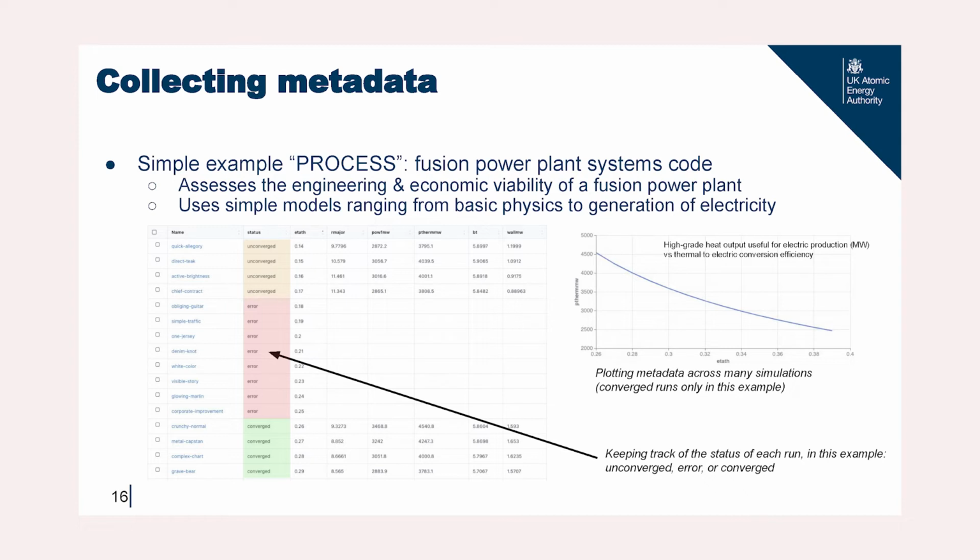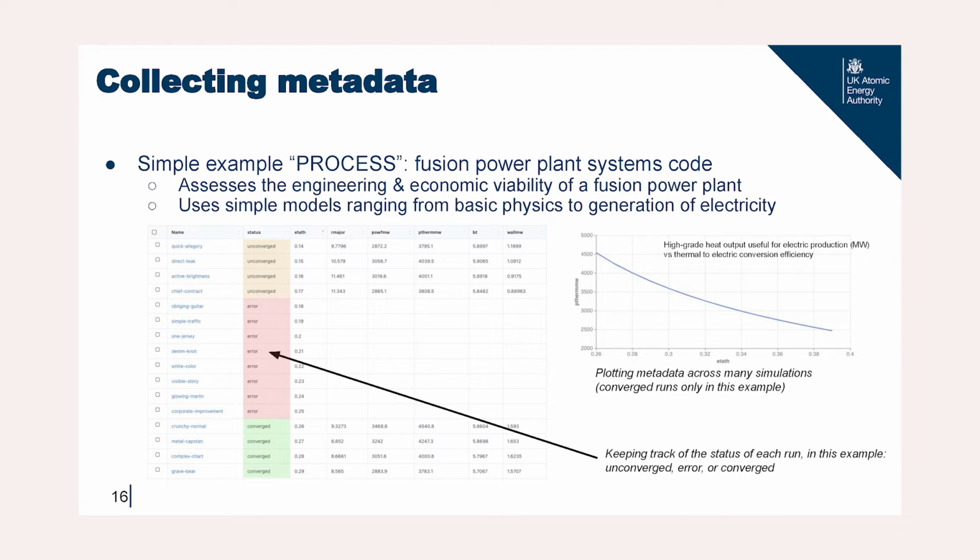Then, for example, you can make plots of the metadata if you want to. The example here is completely random, and it shows the high-grade heat output useful for electric production versus thermal to electric conversion efficiency. These are just two of the metadata values. I think one of them is the input to the simulation, and one is an output. You can easily make any plots you want, showing anything you would find useful.